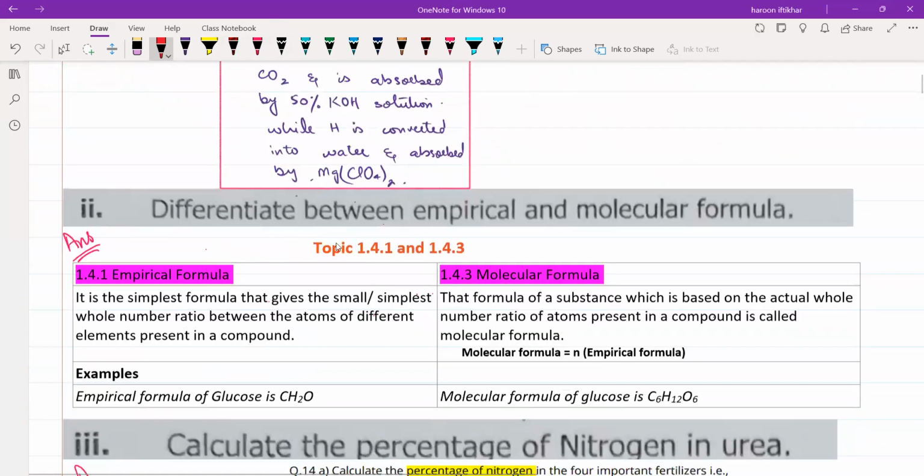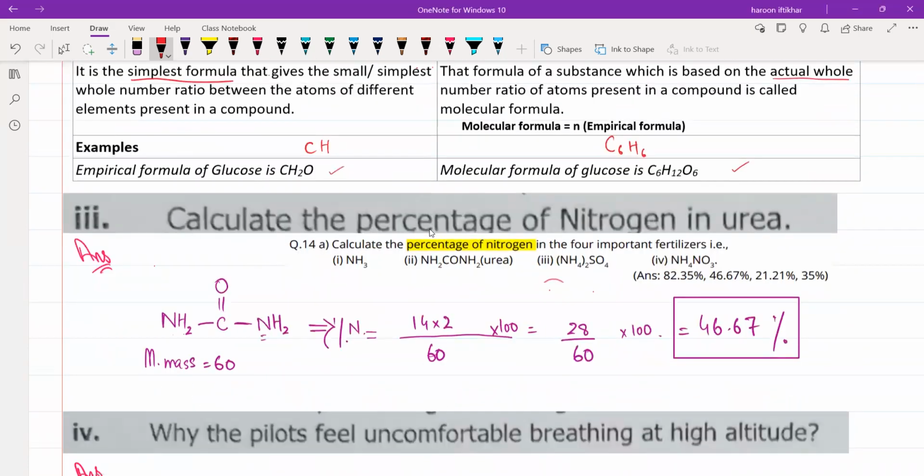Okay. The second thing is to differentiate between empirical and molecular formula. So empirical formula gives the simplest formula or simplest whole number ratio, while the molecular formula will give you the actual number of atoms or actual whole number ratio of atoms present in a compound. Remember that whenever you get this type of question, you have to write the example. So you can give one example that has the empirical formula as well as the molecular formula. In your book, CH is also mentioned, and you can write CH, and the molecular formula is C6H6, which is benzene.